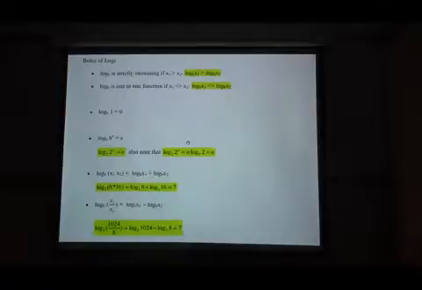By definition, the log b of 1 is equal to 0 because b to the 0 is equal to 1. So log of any base of 1 is equal to 0. Okay?